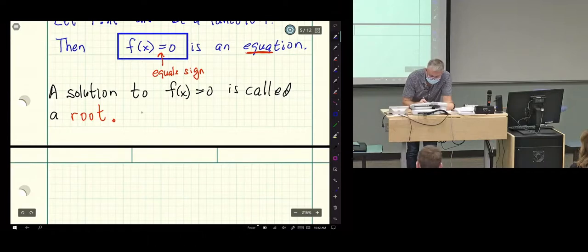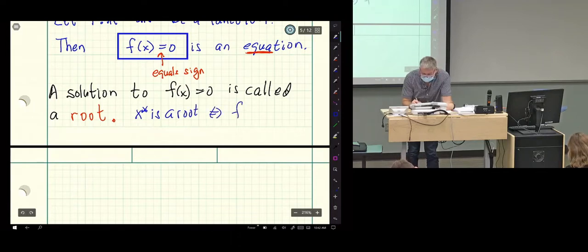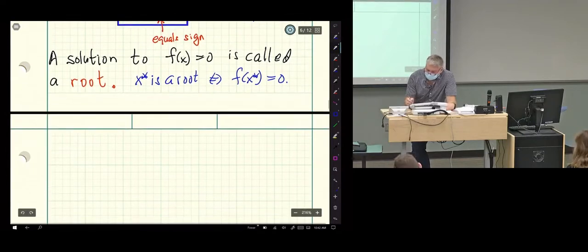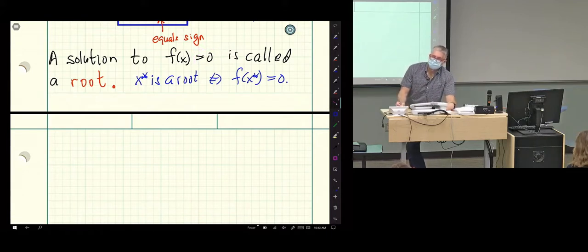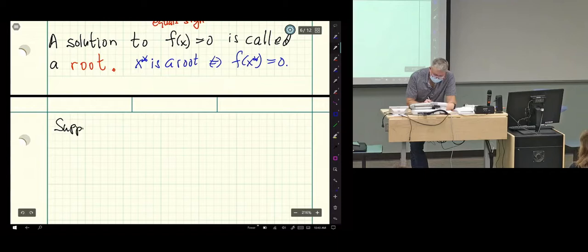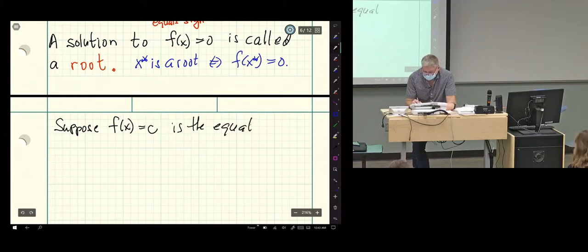So what it means is x star is a root if and only if f of x star equals 0. So that's a root. Now, you might think setting it equal to 0 is extremely limiting. Why not set it equal to some other constant? So suppose f of x equals c is the equation, for c just some point in R^n, a constant vector.